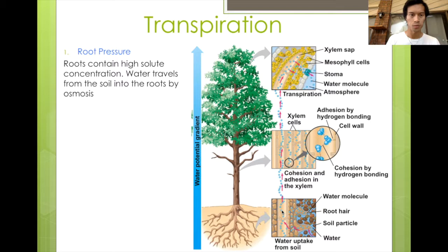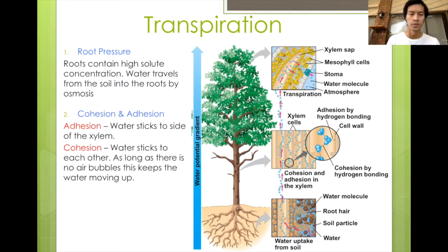Okay. The roots contain what we call root pressure, and the osmotic pressure pushes the water into the roots. And then when it reaches your stem, it moves up by 2 particular processes. The first one is adhesion. Adhesion is when water sticks to the side of a surface. So in this particular case, it sticks to the side of the xylem vessels naturally through electrostatic forces. And then also cohesion, which is when water sticks to itself.